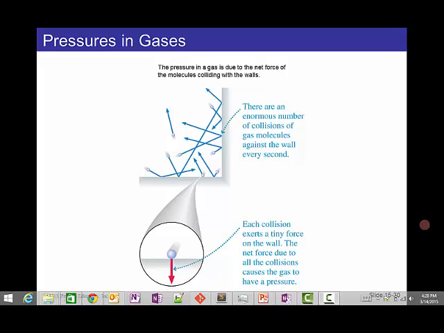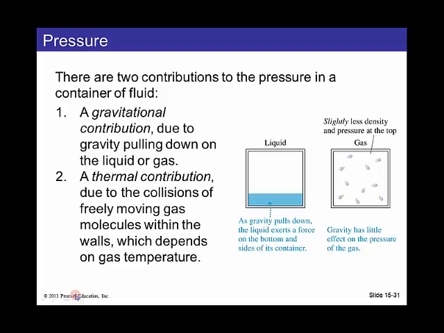Okay, so now in the previous video we were looking at pressure in gases, and we saw that it is mainly due to the molecular collisions of the atoms with the walls. And so now we are going to look at pressure a little more, and the idea is to realize that there are two contributions to the pressure. One is, of course, the thermal contribution due to the random motion of the particles. They collide with the walls and they produce that pressure.